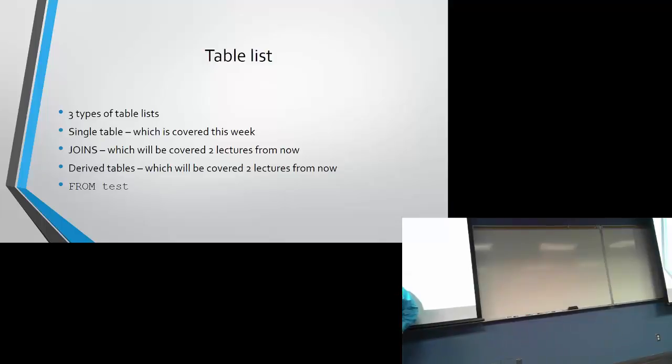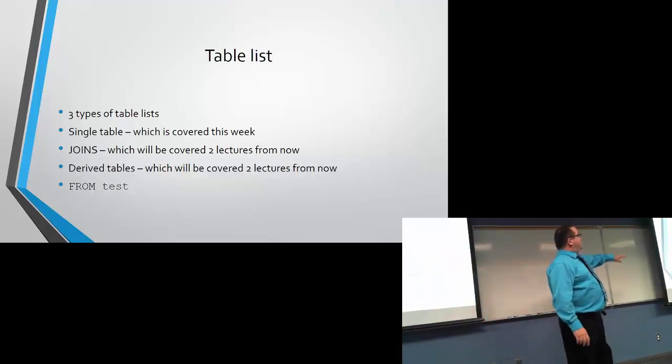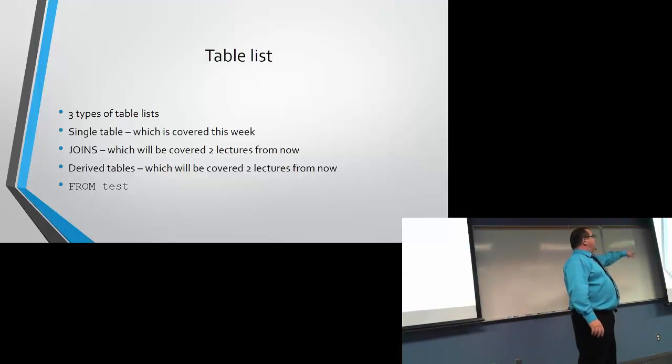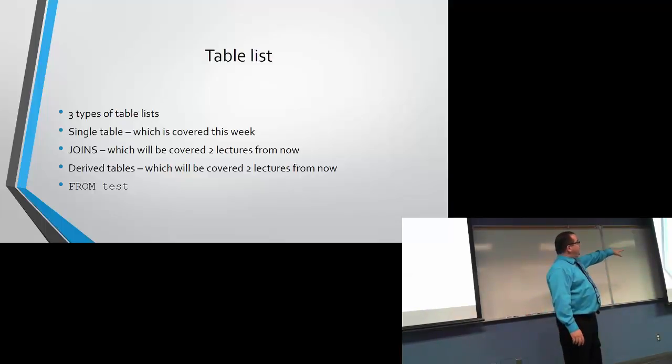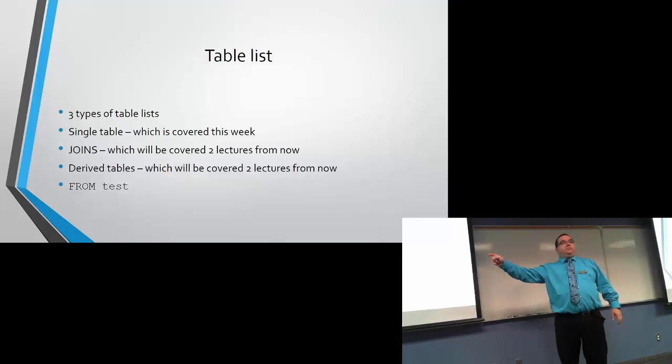Okay. Table list. There's 3 kinds. There's the single tables. And actually, it's going to be covered all of it this week, not just part of it. Well, some of it anyways. A single table: select star from users. Bang, that's a single table.